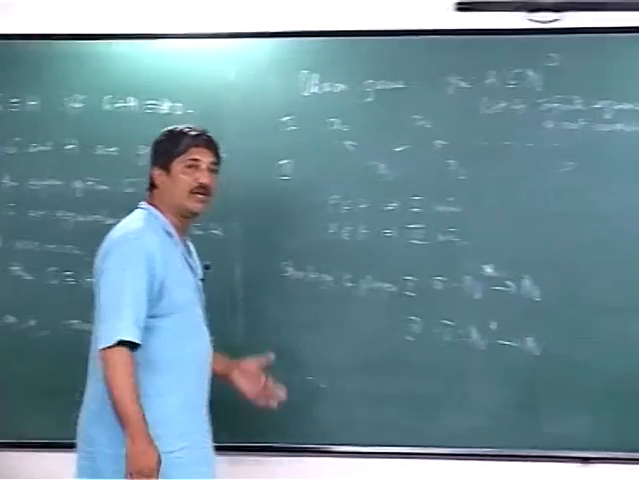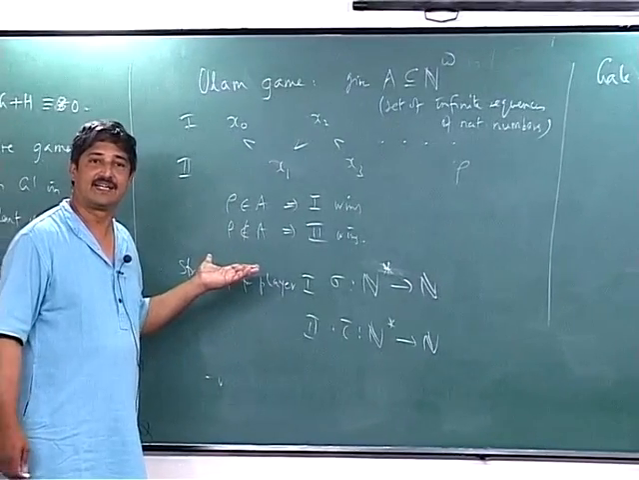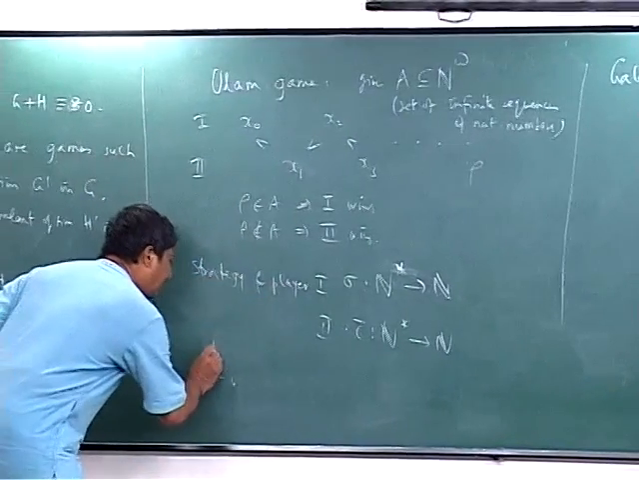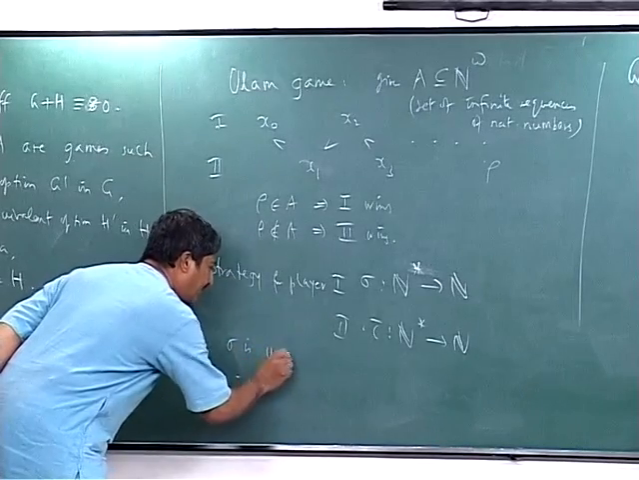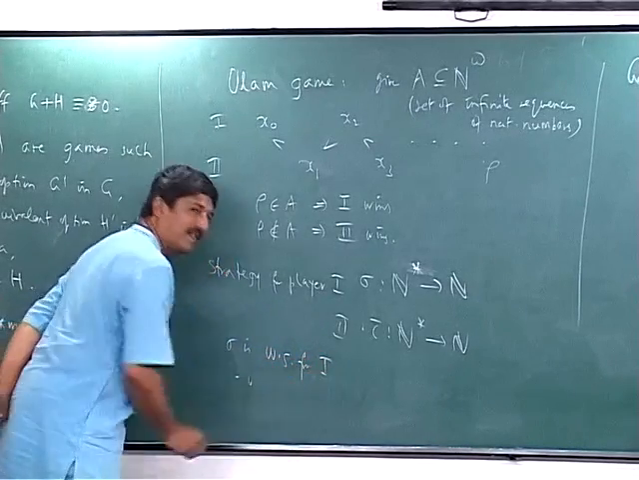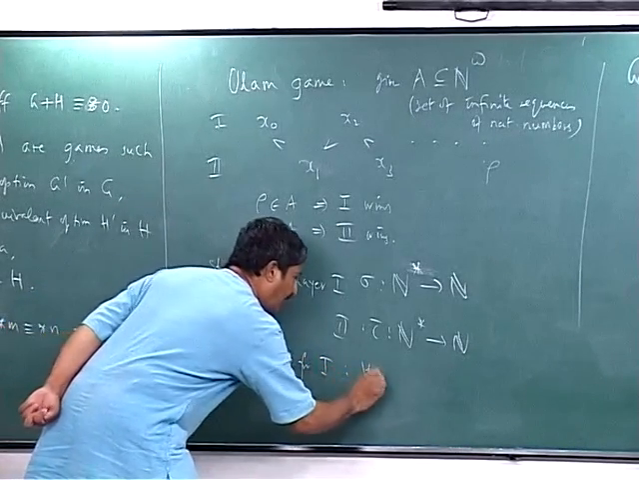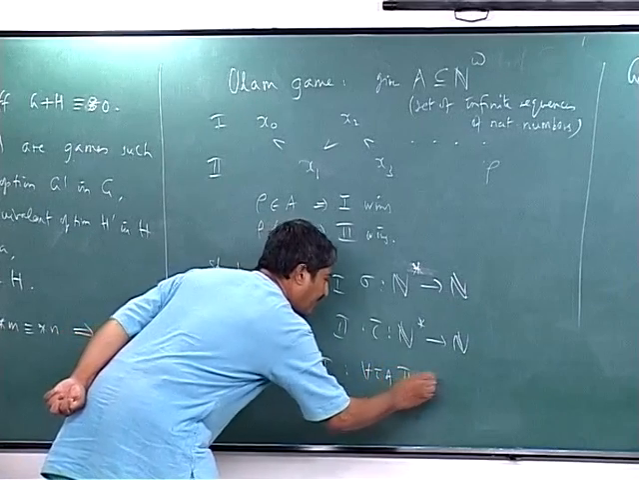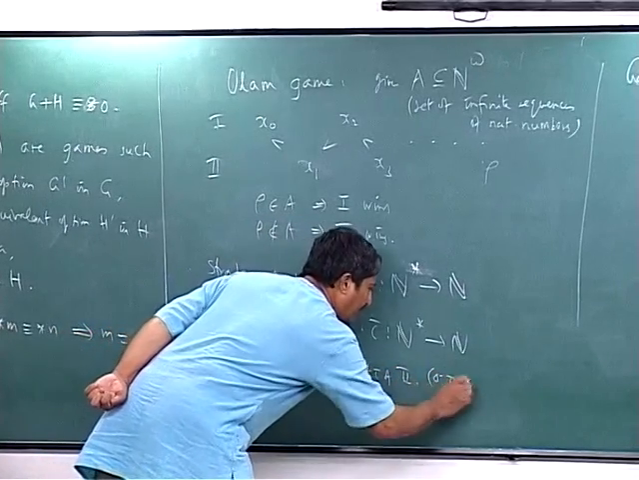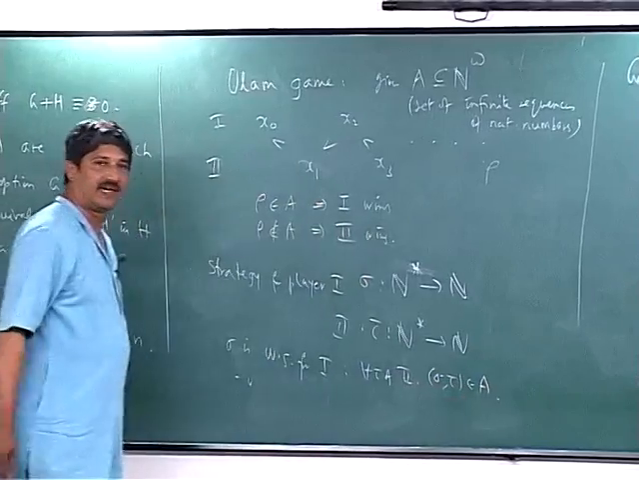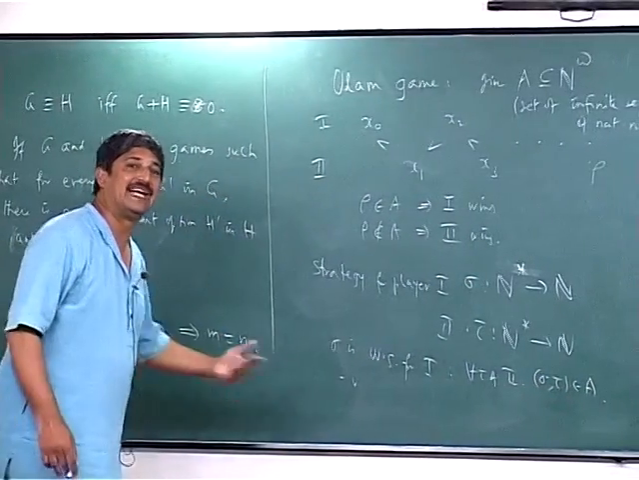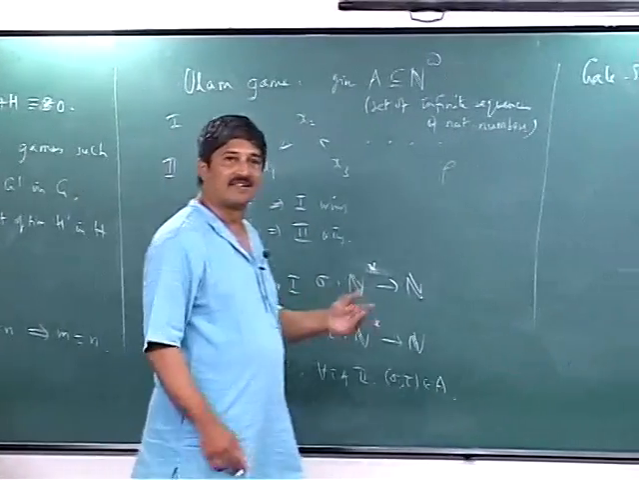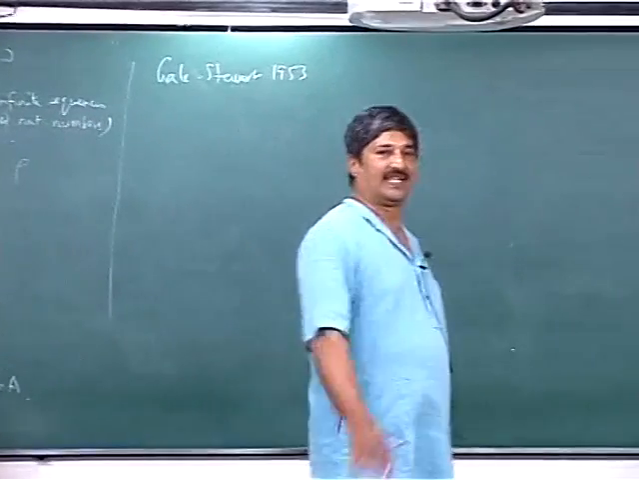Now, when do you say the game is determined? We have already seen: what does it mean to say sigma is a winning strategy for player 1? It means for all tau of player 2, sigma tau belongs to A. This is the idea of winning strategy. A is determined if either of the two players has a winning strategy.